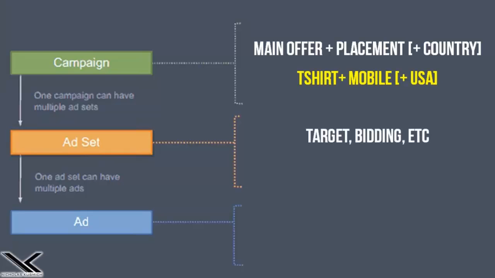Then at the ad set level, obviously, this is where all the structure elements sit in place. So this is where we do our targeting, some of our bidding, some of our interests, all that type of stuff happens at the ad set level. And of course, at the ads level, we are talking about copy and images.